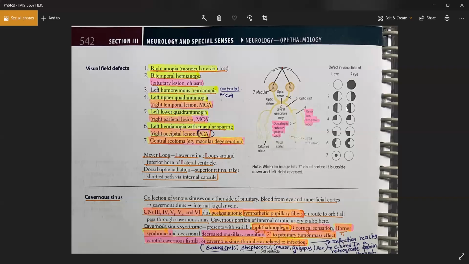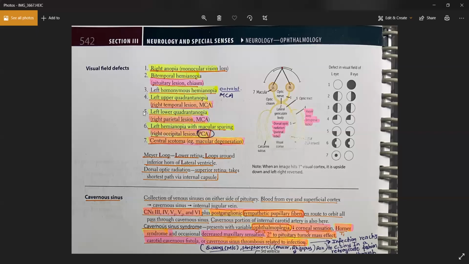This homonymous hemianopia. Okay, that means you will have a loss of vision on the same side on both of these retina. If it is a left homonymous hemianopia, that means a damage is happening in the right part. If it is a right homonymous hemianopia, that means a damage is happening on the left part. Is that okay? It will always be a contralateral homonymous hemianopia. You can have this hemianopia by the MCA stroke, the middle cerebral artery stroke can cause it. Okay, very important.